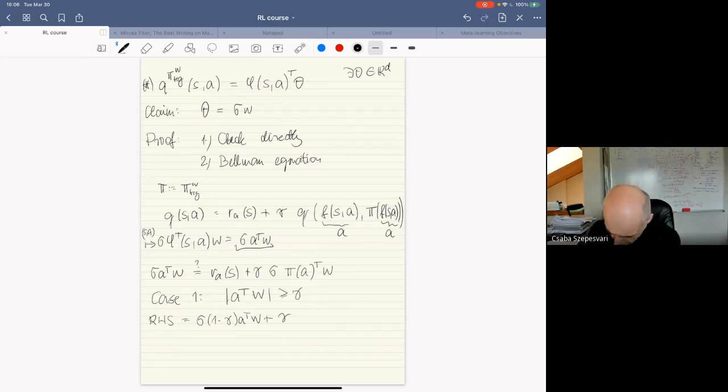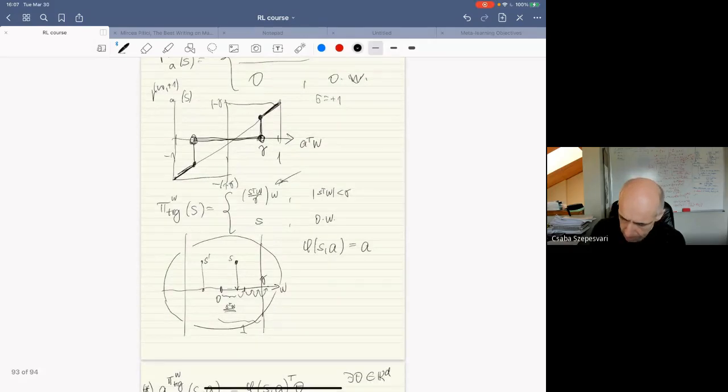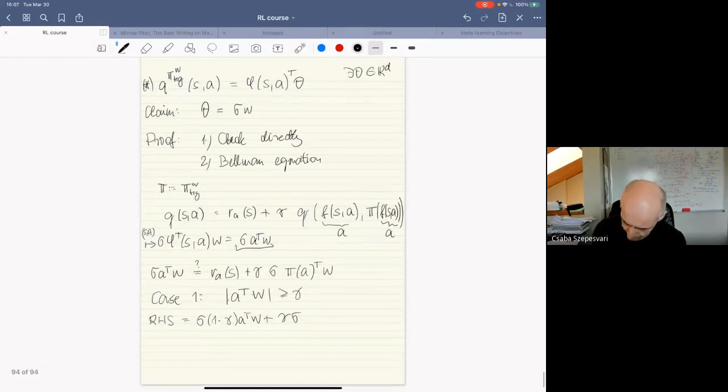And the other guy, the policy, what does the policy do when we are in a cap? When we are in a cap, the policy just returns S. So it just returns whatever it is fed with. That's A in this case. And there we go. This is indeed equal to sigma and the inner product between A and W. So that's good. Case 1 verified.